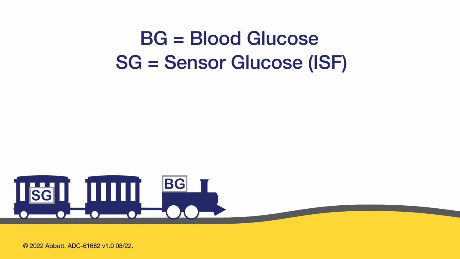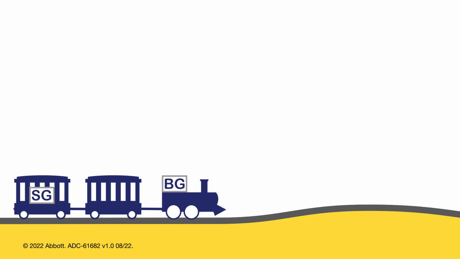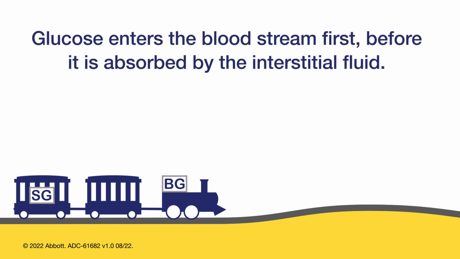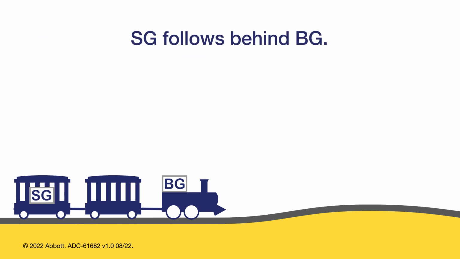In the front car of the train is blood glucose, or BG. As carbohydrate is digested, glucose enters the bloodstream first, before it is absorbed into the interstitial fluid. So blood glucose is in the front of the train. In the back of the train is the sensor glucose, or SG car. Since glucose travels from the blood into the interstitial fluid, sensor glucose follows behind blood glucose.